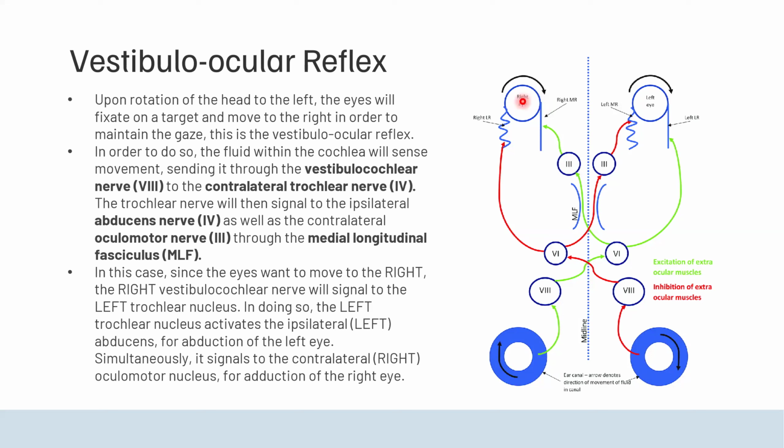So everything that is happening is basically for me, as someone that has just turned to the left, that wants to move the eye to the right, to pull at the left lateral rectus so that I look towards the right, as well as the right medial rectus so that I can look towards the right. Is that clear?